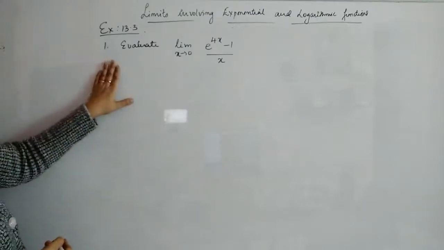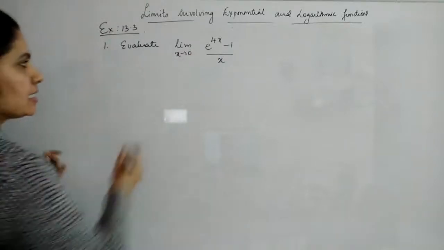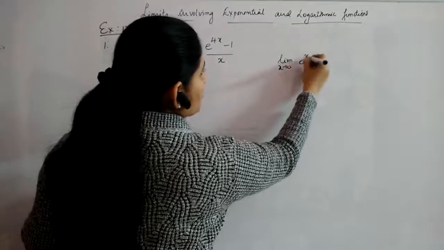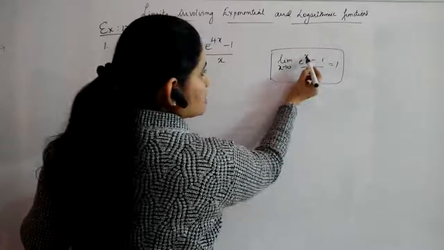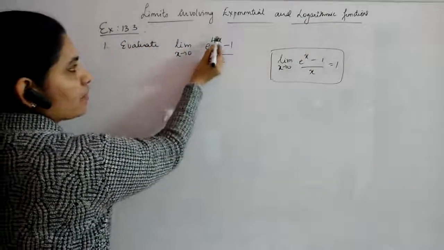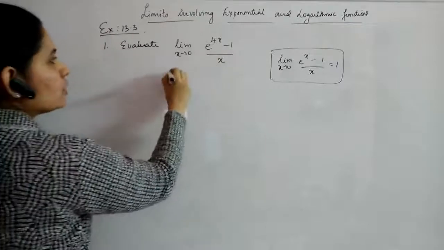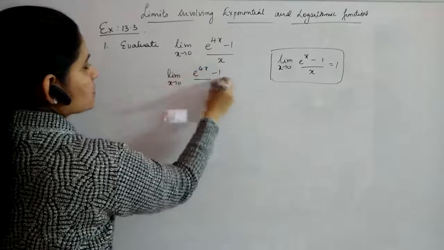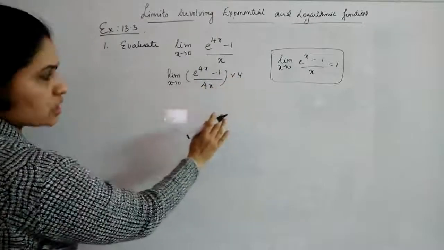So the first question is evaluate limit x tends to 0, e raised to 4x minus 1 whole divided by x. For this what we need to use is limit x tends to 0, e raised to x minus 1 by x is equal to 1. Now in order to use this, the power of e should be same as what is in the denominator. So since the power of e is 4x, we have to make this also 4x. For that you have to multiply and divide with 4. So this will become e raised to 4x minus 1 by 4x into 4. Okay, 4 by 4. No change in the question.